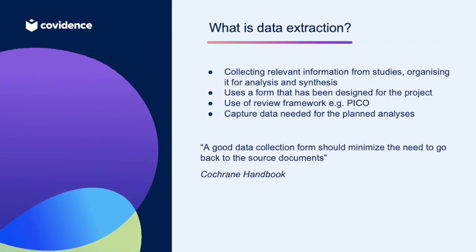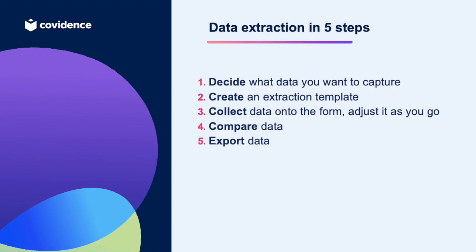Data extraction involves gathering and organizing data from studies for analysis, synthesis, or narrative summaries. Using a template and form is crucial for this process, and developing these tools early in the review can help reduce bias. Many review teams include a sample data extraction form in their protocols. This form should standardize data collection, minimizing the need to revisit your original sources.